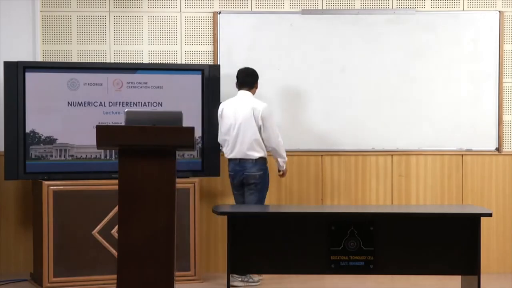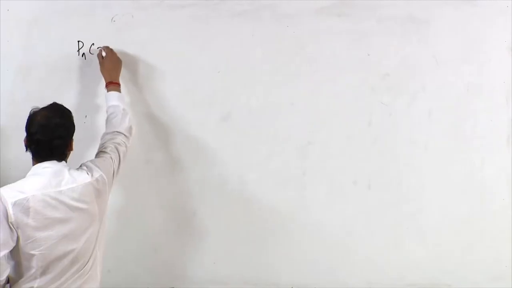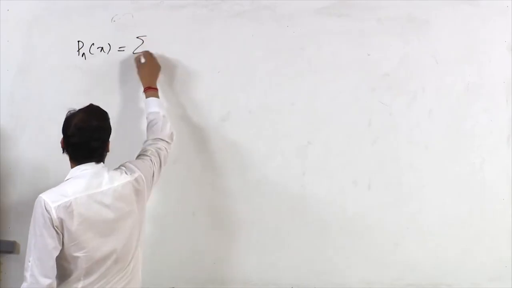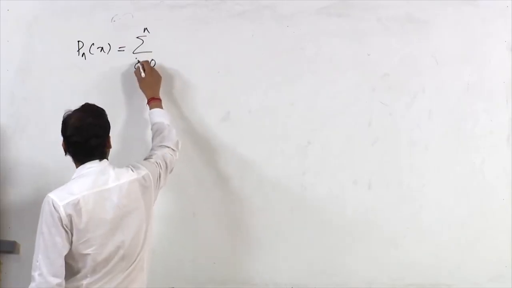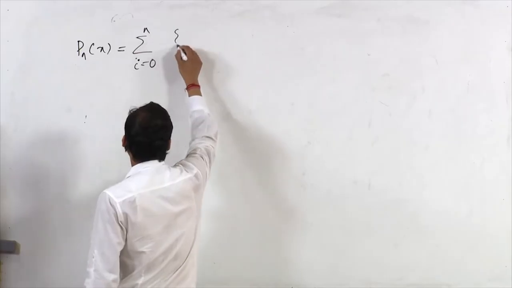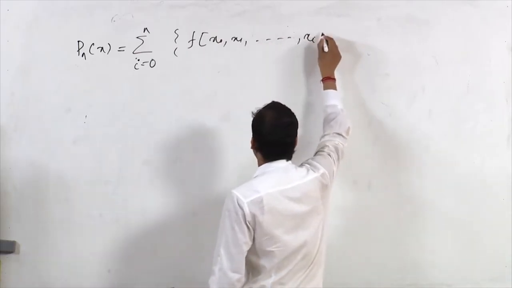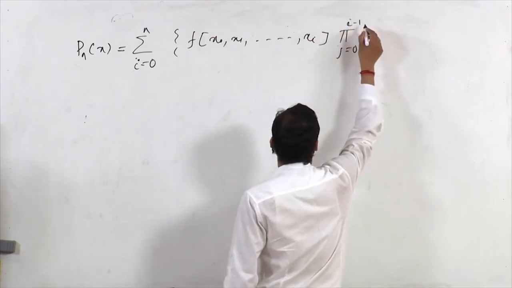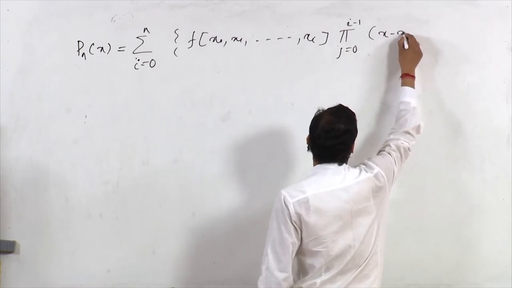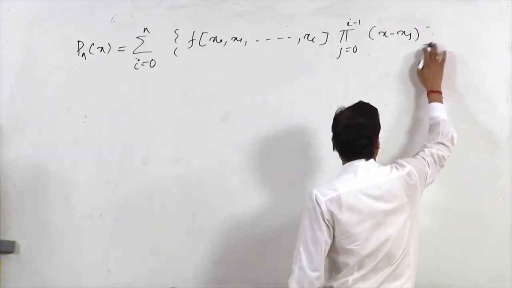If you use this Newton's divided difference formula, it is usually written in the form P n of x equals summation of i equals 0 to n, f of x0, x1 to xi, then product of j equals 0 to i minus 1 of x minus xj here. Either you can use this one as the bracket we have used here.